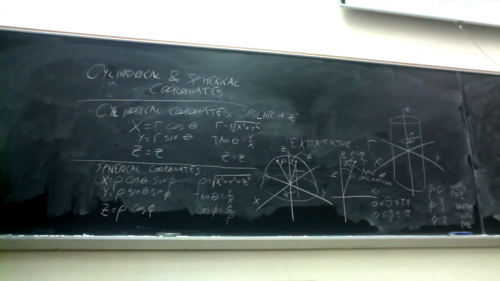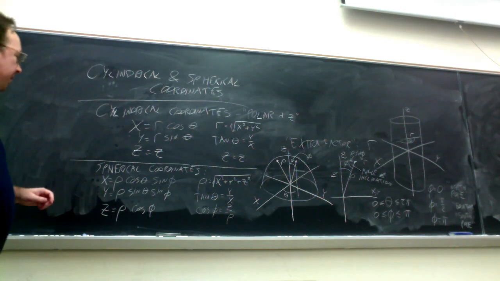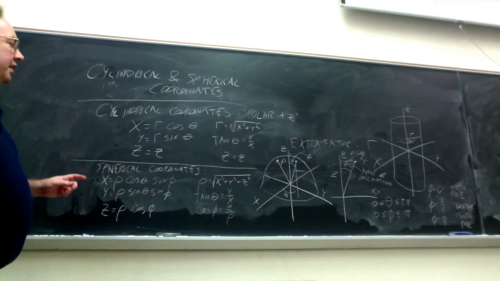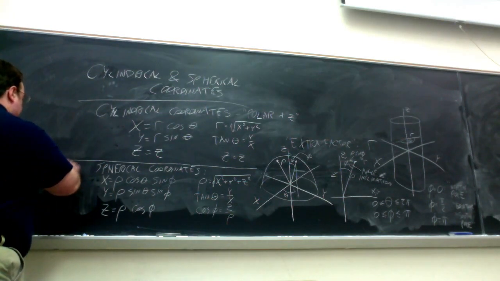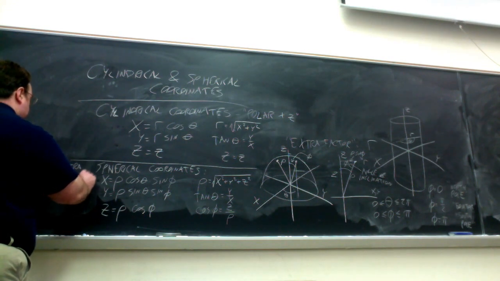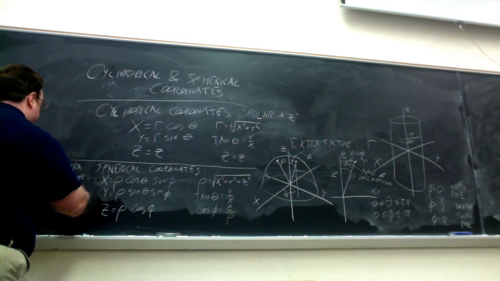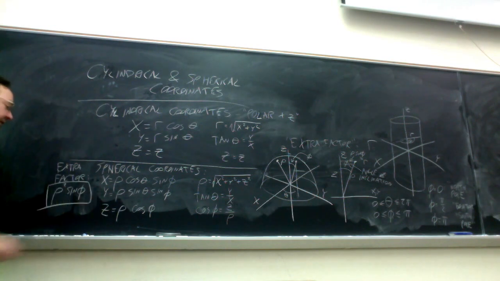So that way you can see there are similar relationships among the variables in spherical coordinates to what we see in polar and cylindrical coordinates. Okay, now what about the extra factor? It's not the same. It is rho squared sine phi.